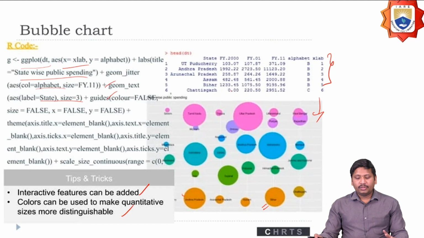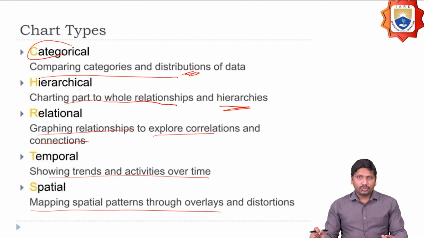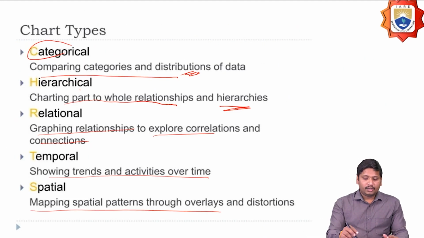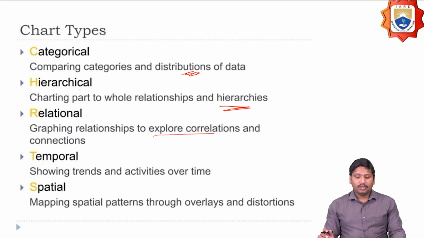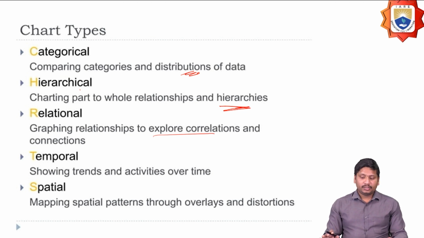So these are some of the data visualization tools for representing this. Chart type that should be categorical, comparing the categories and distribution of data. Hierarchical means charting the part-to-whole representation of hierarchy. Relational means graphing relationships to explore correlations. Temporal means showing trends and activities over time. And spatial means mapping spatial patterns through overlays and distortions.